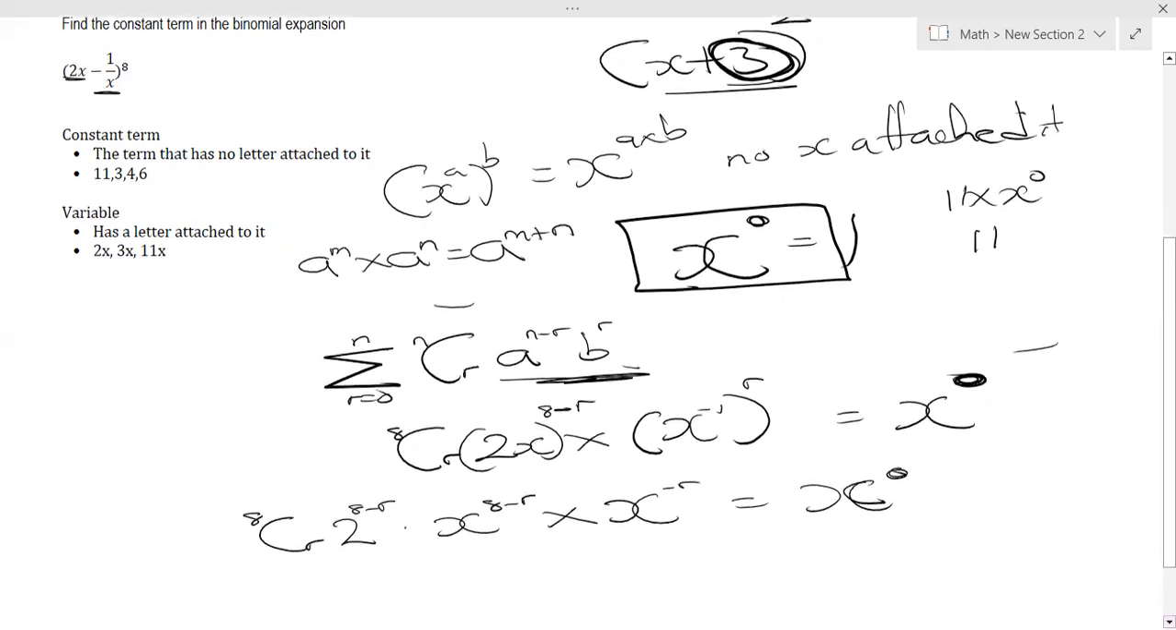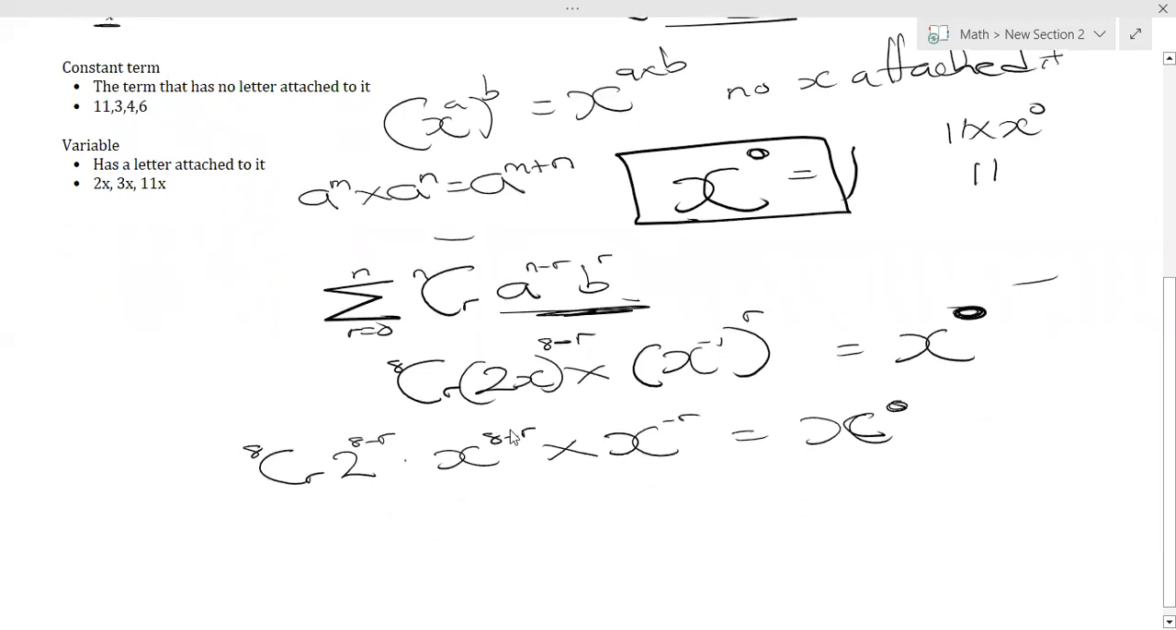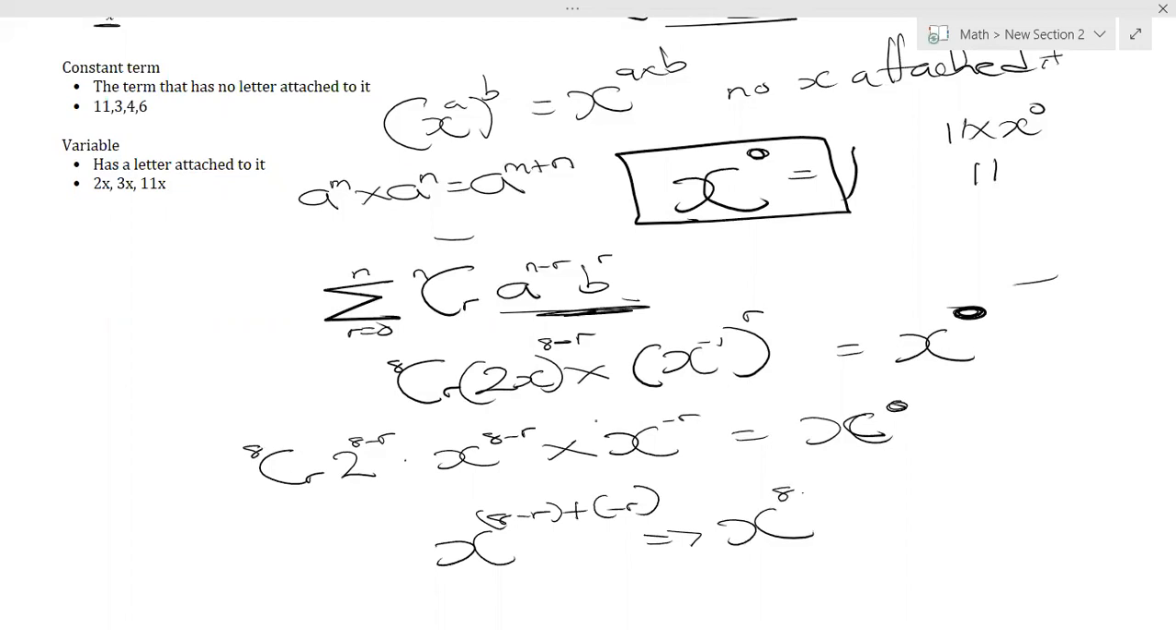All right, so we're going to have to add these powers. Okay, so we're going to have x raised to power 8 minus r, plus minus r. So if we open this, we're going to have x raised to power 8 minus r. So minus r is equal to minus 2r. Okay, so it means that x raised to power 8 minus 2r equal to x raised to power 0.